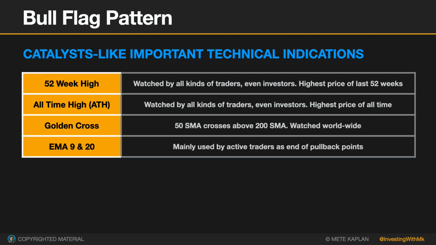EMA 9 and 20. Now this one is special. It's used by day and swing traders a lot during consolidation or pullback. When the price touches the 9 or 20 EMA, it's considered as consolidation is over.